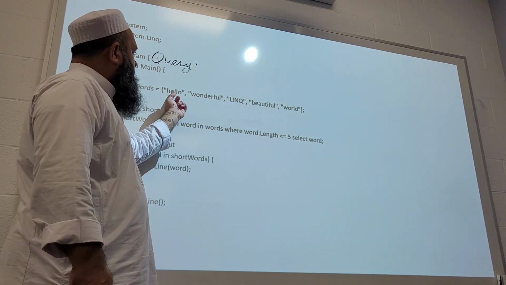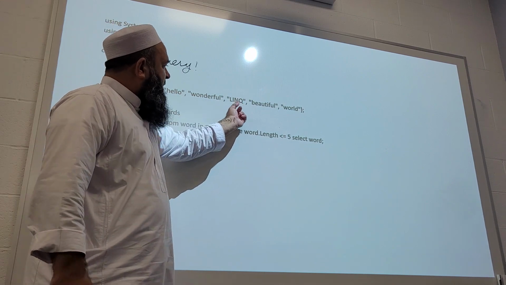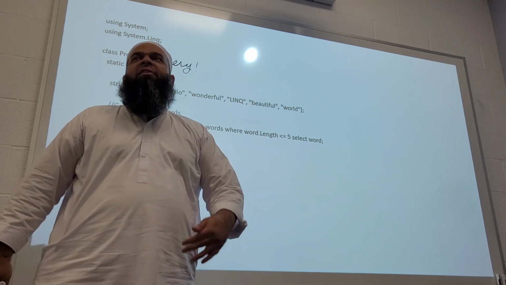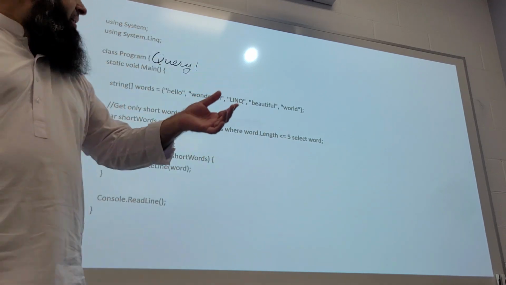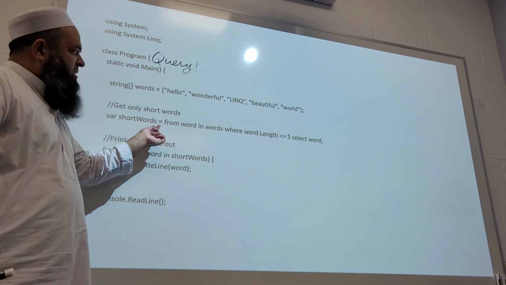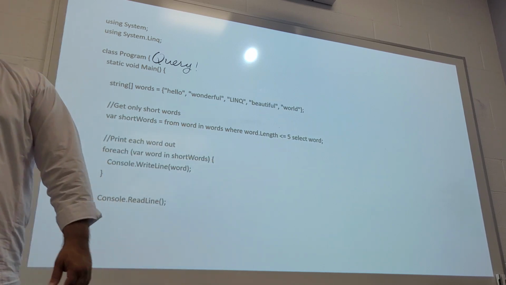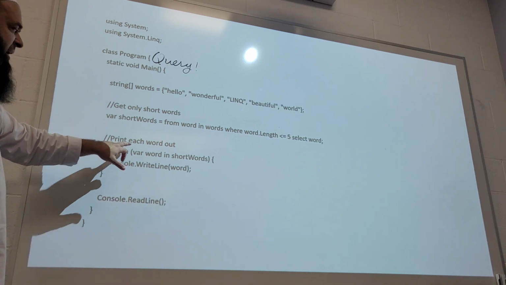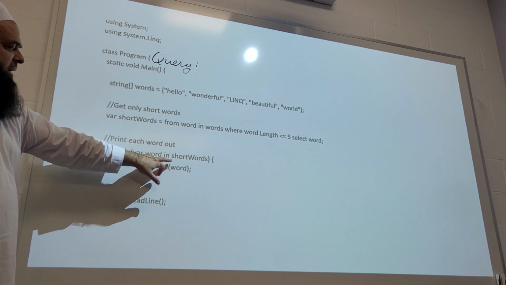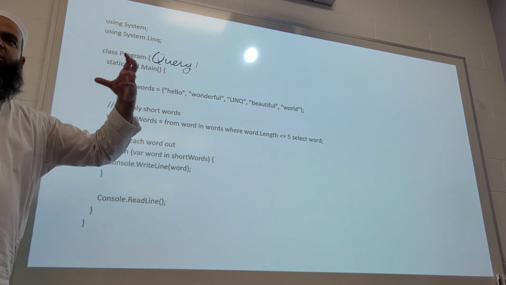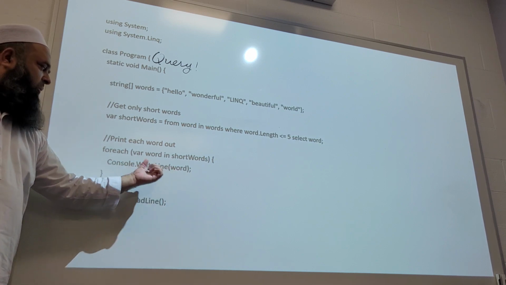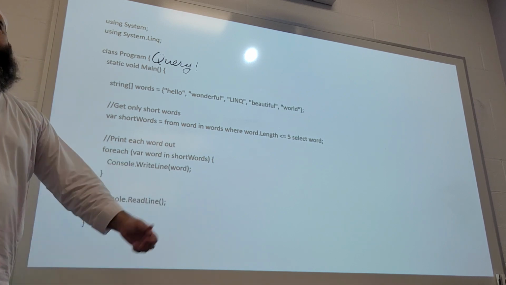So for example, 1, 2, 3, 4, 5. Most of these words will not come into that one; otherwise, most of them are 5 or above. So in this query, we are selecting those short words that typically have a length of only 5. Now print each word out, for each word in short words. Because it would be an array coming up, just go and print out the first word and keep on going.